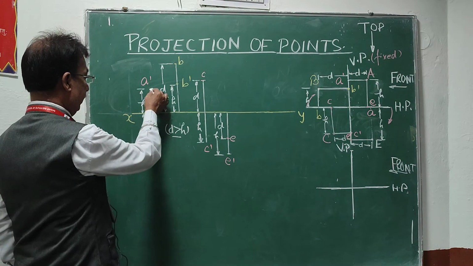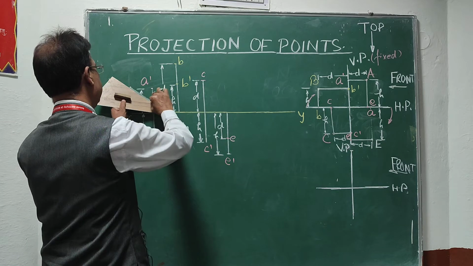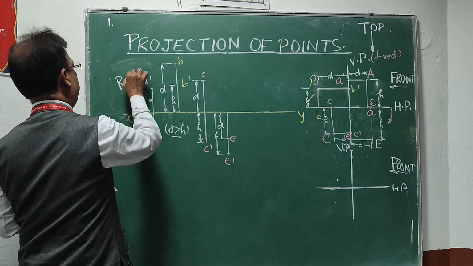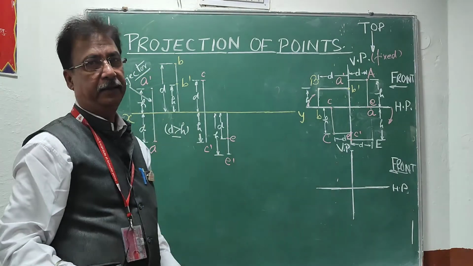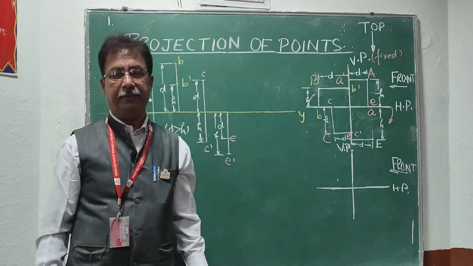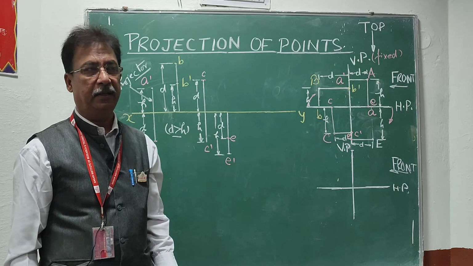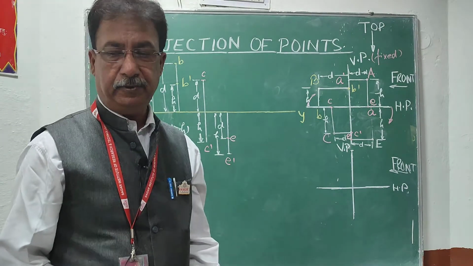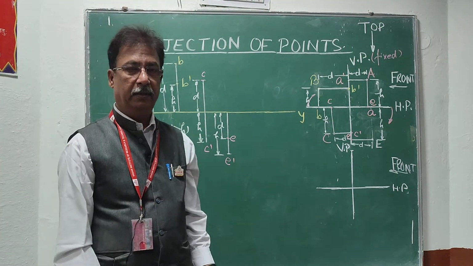In the same way, in the projection, the line which joins the a dash point with a is known as a projector, and this projector must be perpendicular to the reference line. As we know, we are drawing orthographic projection, and in orthographic projection the projectors must be perpendicular to the reference line. So this is the way to project points when they are in the first, second, third and fourth quadrants.